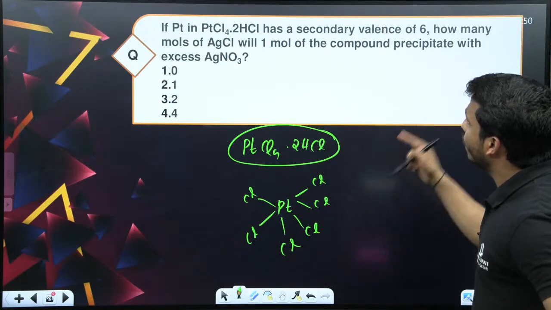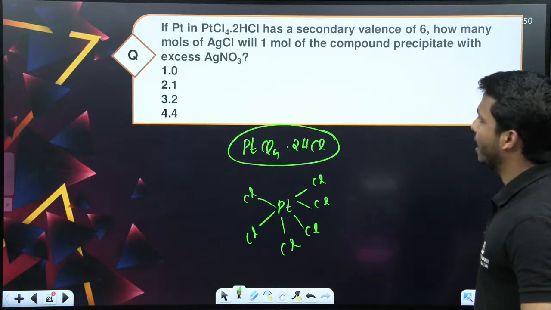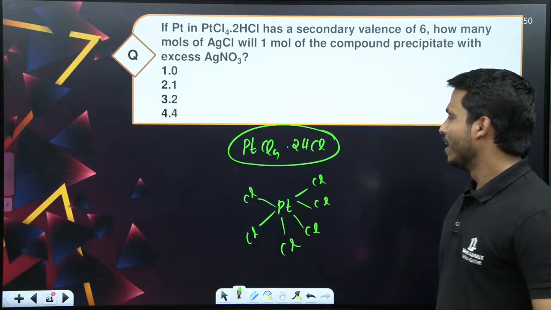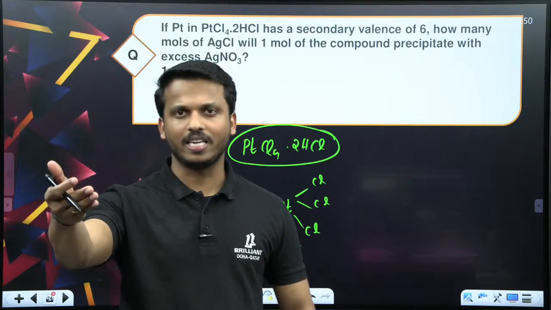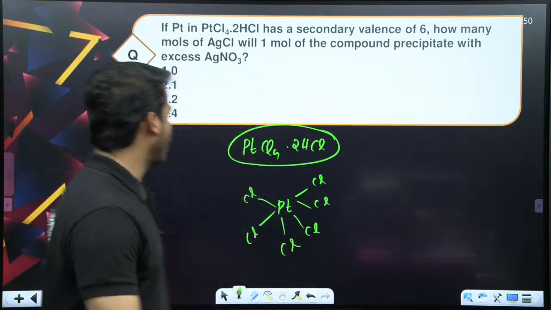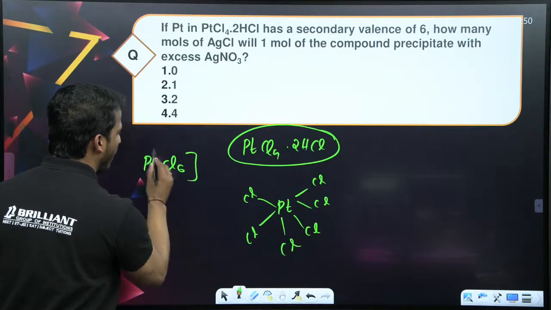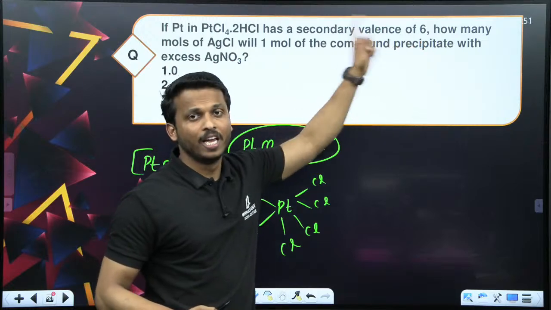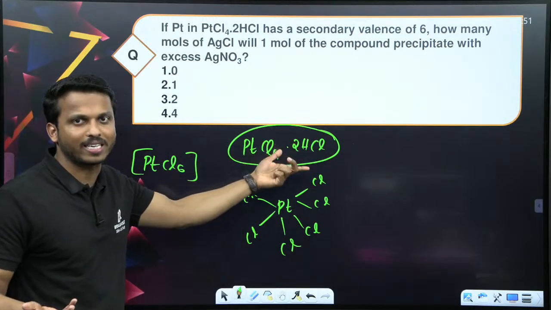How many moles of AgCl will 1 mole of the compound precipitate with excess AgNO3? We already discussed that if they are treating with AgNO3, they will form AgCl, meaning there should be some chlorine outside. Am I right? So what is the complex actually? PtCl6, right? Because they already said that 6 is the coordination number. If it wants to be 6, there should be 6 chlorine. Hydrogen, H+, won't act as a ligand.